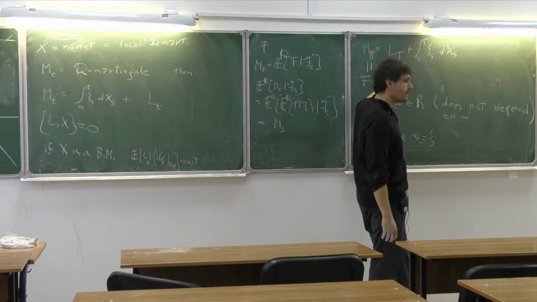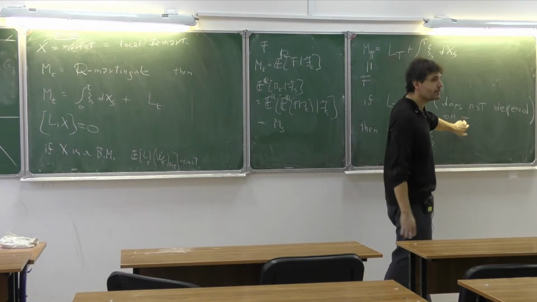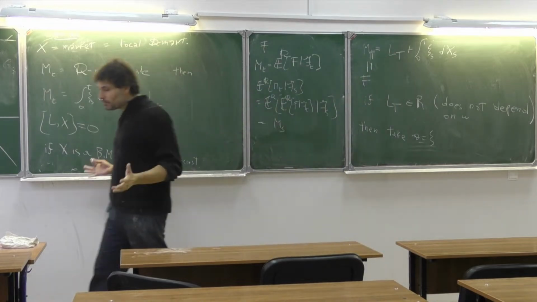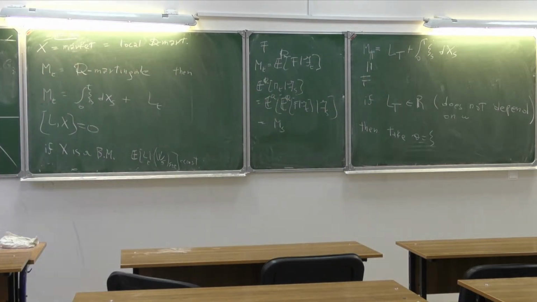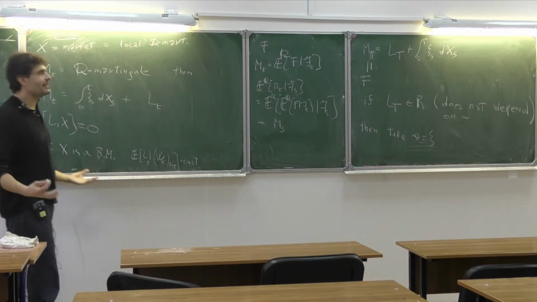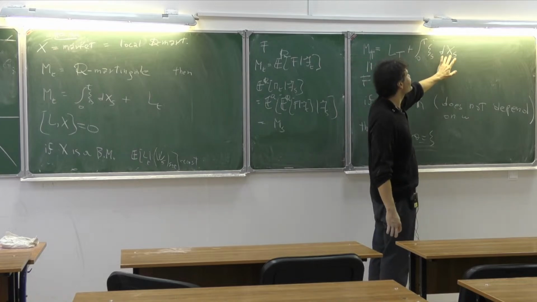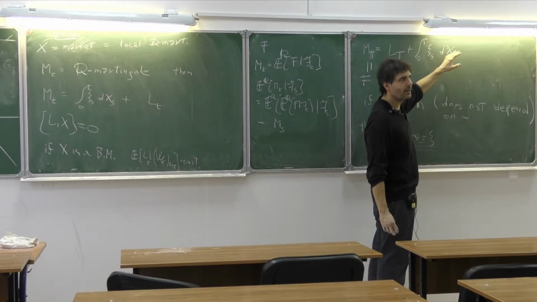Constant in the sense that it's not random. In principle, if it's random, it's not that big a problem. It's random, but it's kind of orthogonal to x. So I don't know how to say.